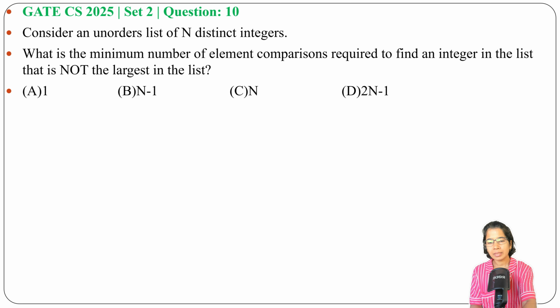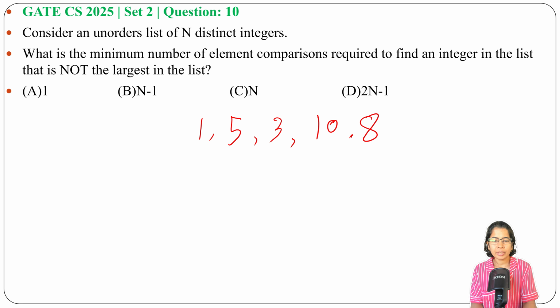Suppose we have a list given like 1, 5, 3, 10, 8, and we need to find the element which is not the largest, and it is asking what will be its running time. So simply we can take any two distinct elements, and the element which is smaller, that is not the largest element. For example, we can take 5 and 3. From that, 3 is the smaller, so we can say 3 is not the largest.